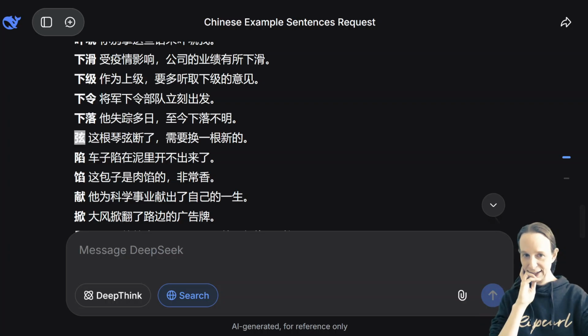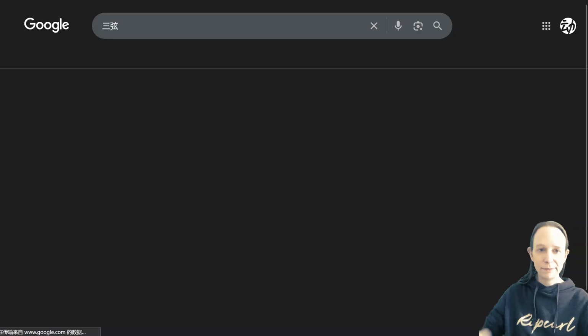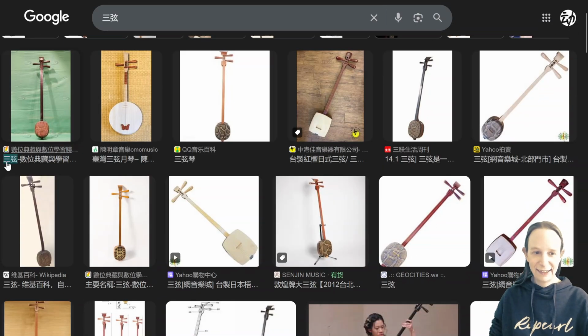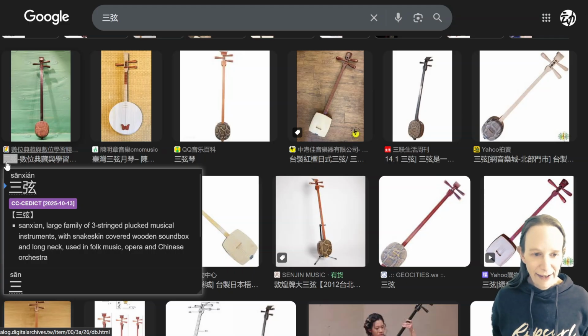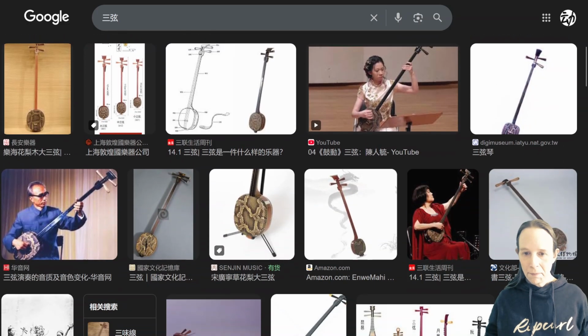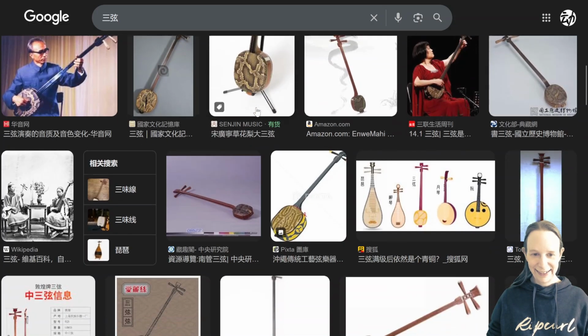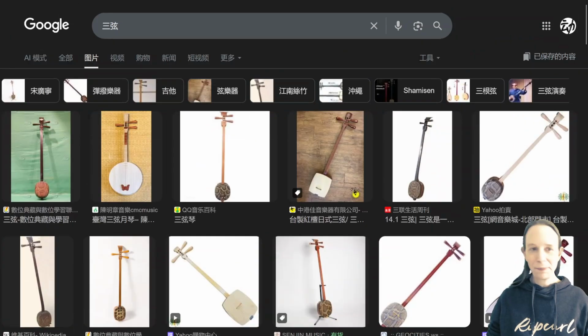Is it Shen or Xian? I think it's Xian, right? There's an instrument called Sanxian. This is Sanxian. Okay, Sanxian, a large family of three-stringed plucked musical instruments with snakeskin covered wooden soundbox and long neck used in folk music. There's Erhu and Sanxian. All right. I don't know much about it. So Xian.